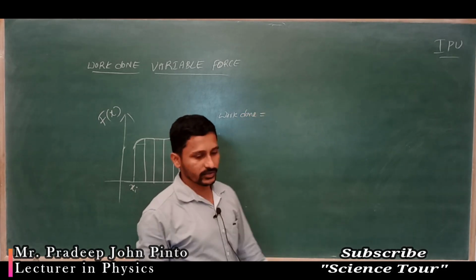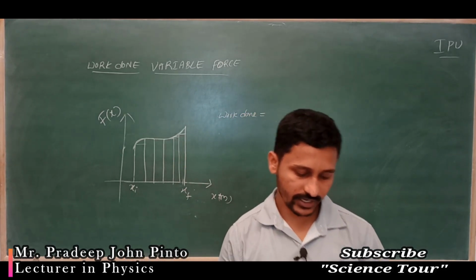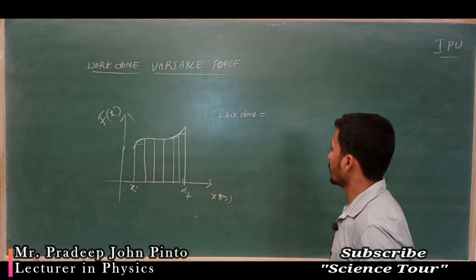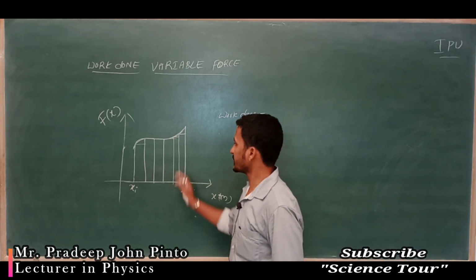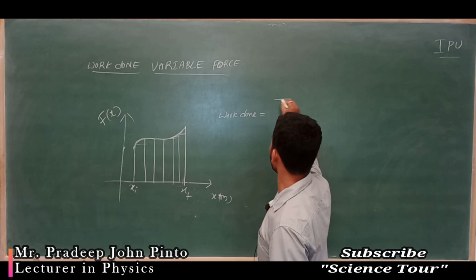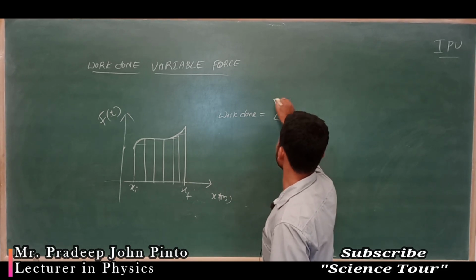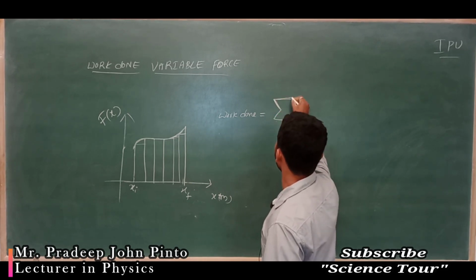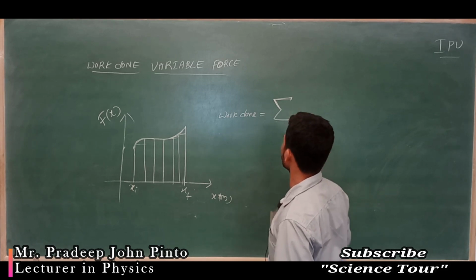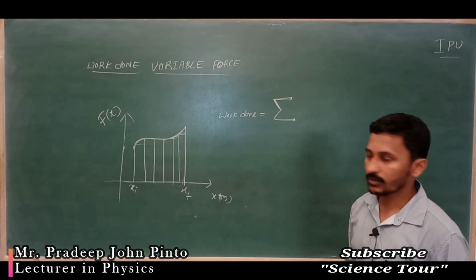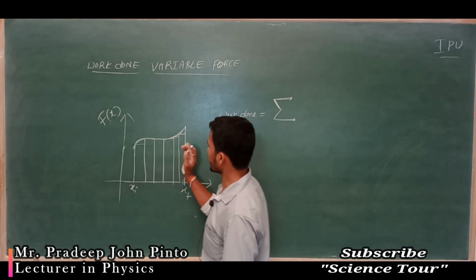How can we write down that work done? This is nothing but the summation. This is the symbol for summation. In total, you are going to take the sum of, from how many triangles, how many rectangles there are.